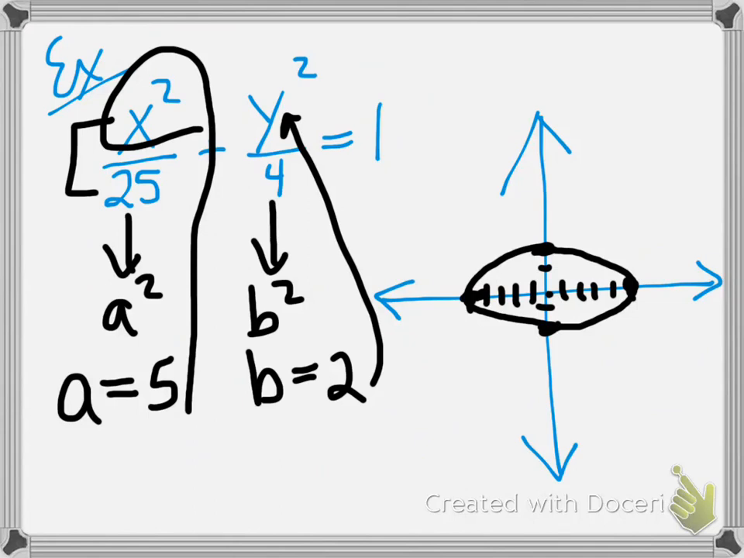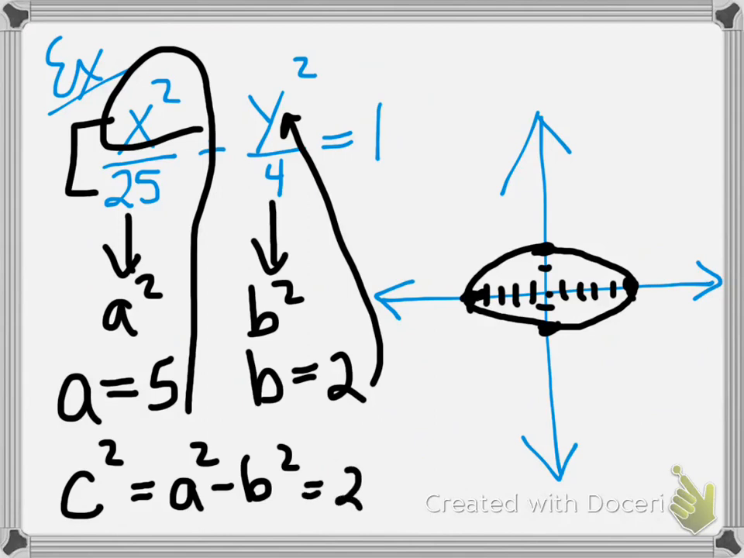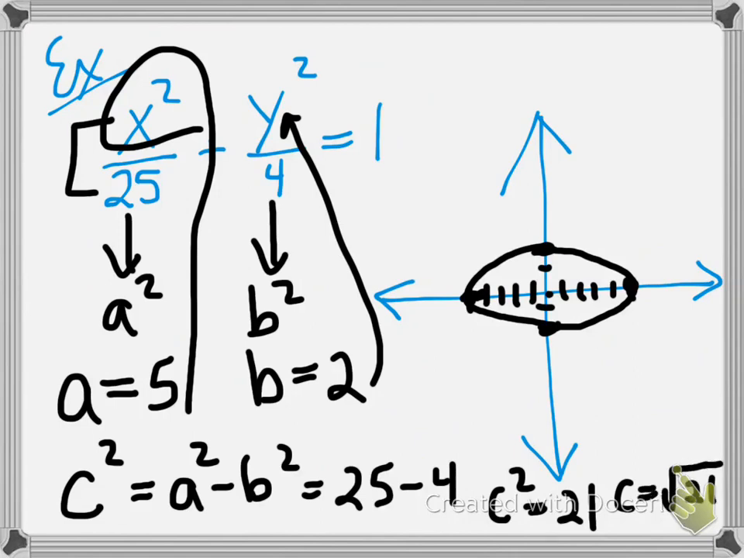To graph the ellipse, we don't even need to find the focus, but if we needed to find the focus, we need to find C. So it would be C squared equals A squared minus B squared. Well, my A squared was 25, and my b squared was 4, so my c squared is 21, which means my c is the square root of 21. And we don't need that information right now for any particular purpose, but it's nice to know, and we'll come back and look at that again some more.